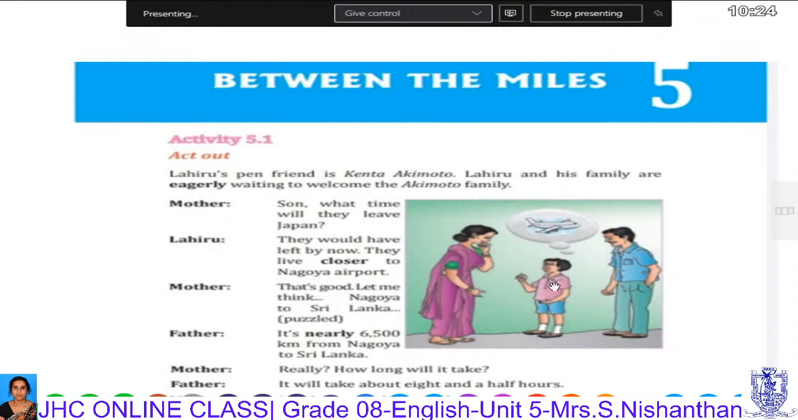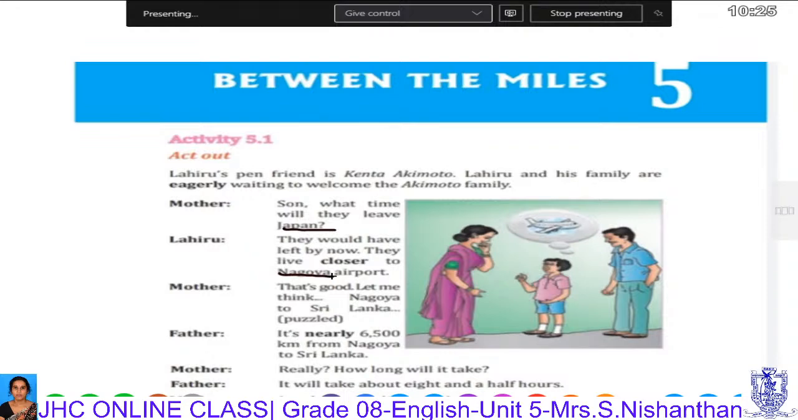What time will they leave Japan? So Akimoto is from Japan. From this conversation, you can conclude that Akimoto is from Japan. They would have left by now. Lahiru thinks that they would have left by now. They live closer to Nagoya Airport. Nagoya Airport is in Japan.